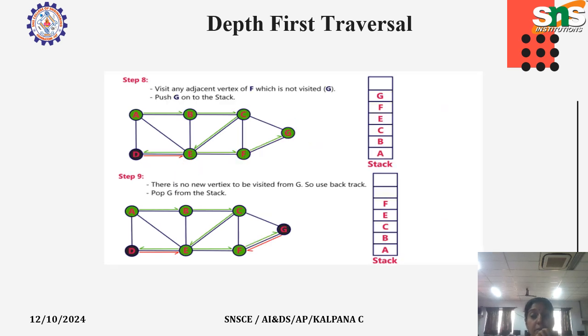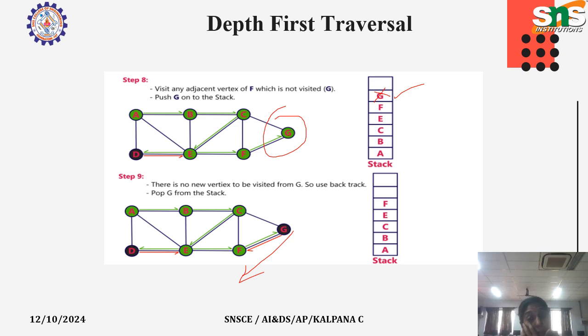Then visit any adjacent vertex of F. F's adjacent vertex is G, unvisited. So here I'm inserting G. There is no new vertex to be visited from G, correct? So all nodes are visited. Once we have visited all the nodes from a particular node, we have to backtrack from that node, right? So just backtrack from G to F. G is popped from the stack, and from G, F is there.